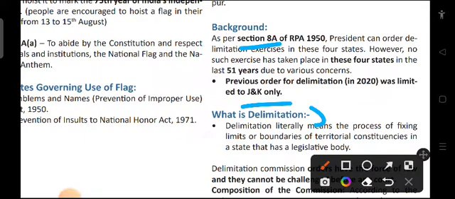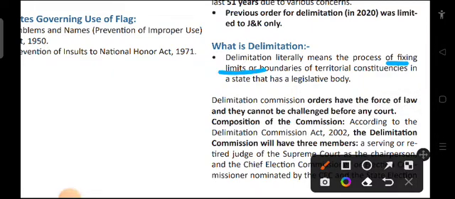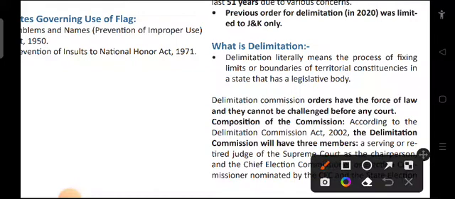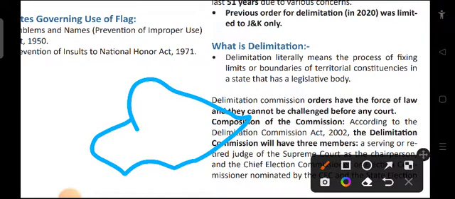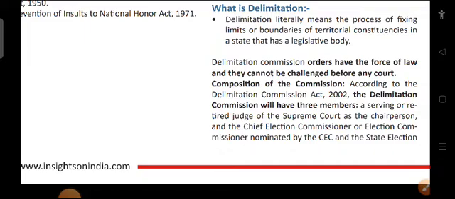What is delimitation? First of all, delimitation literally means the process of fixing limits and boundaries of territorial constituency in a state that has a legislative body. So delimitation is about drawing or altering the border. Up to this particular thing is a constituency. For example, this is our particular state. Then they can say this is a constituency, this is a constituency, and this is a separate constituency. Like that, they will delimit the constituency. That is boundary. They will divide the boundaries or territorial constituency.